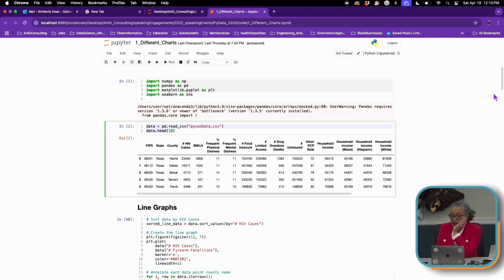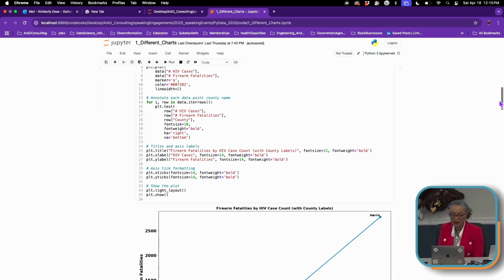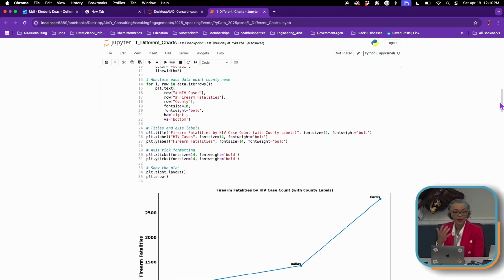All right, now we're going to go to line graphs. So again, I mentioned basic line graphs, just trends over time, are typically what they're used for. Here, I'm not using time as my variable, but I'm looking at firearm fatalities in counties, right? So looking at counts of firearm fatalities as it relates to HIV.